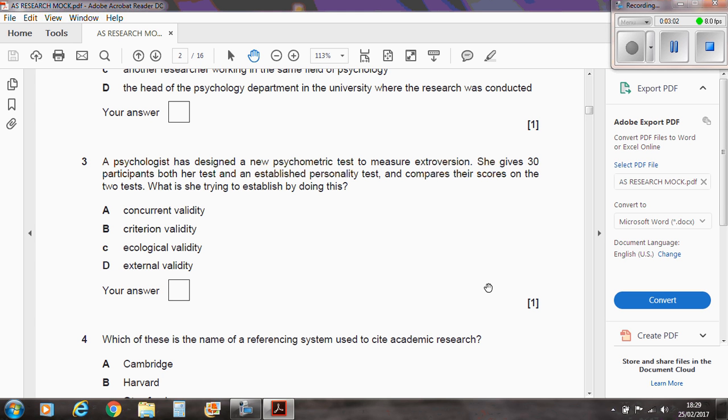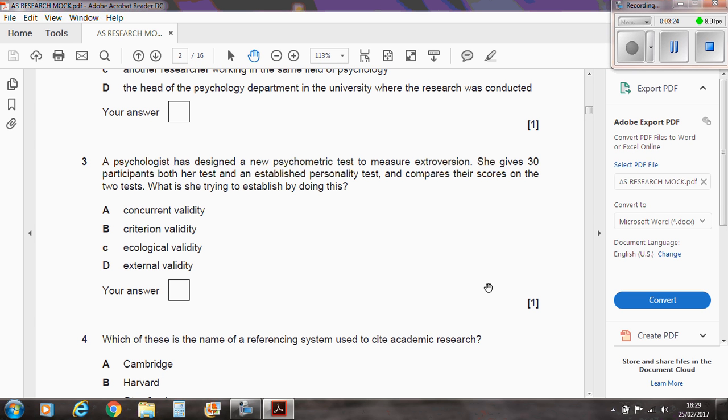A psychologist has designed a new psychometric test to measure extroversion. So this is kind of like a test where you have a number, a score at the end of it, and then that tells you how extroverted you are. So extroversion is kind of like how outgoing you are. It's the opposite of being quite shy. She gives 30 participants both her test and an established personality test. And if it's an established personality test, it means that it's already been validated to be correct, to actually measure extroversion. So it's a good test.